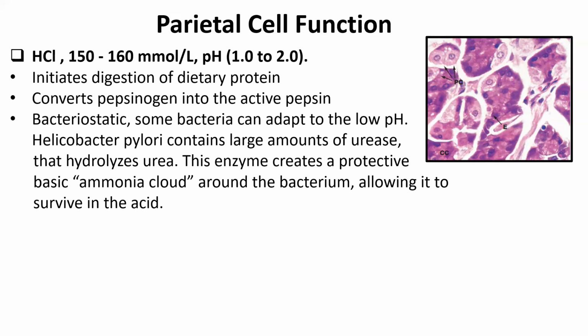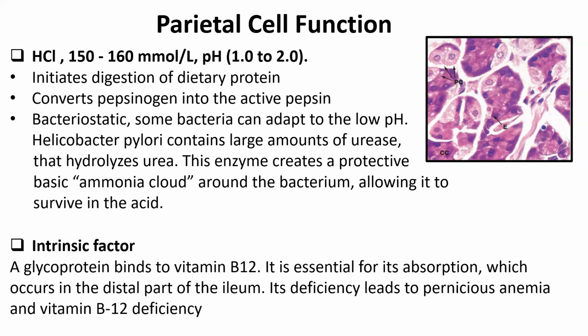The parietal cells are really important. They also make the intrinsic factor, a glycoprotein that binds to vitamin B12, so it's essential for absorption. If you have an issue with this, you actually get vitamin B12 deficiency.